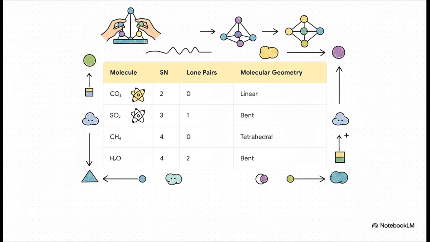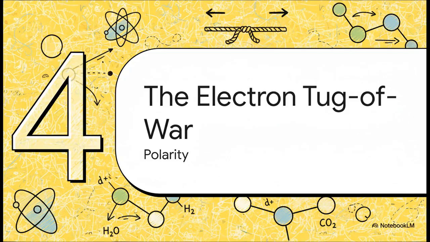For carbon dioxide, the steric number is 2, so boom, it's a straight linear molecule. Methane, CH4, has a steric number of 4 with no lone pairs, so it creates this perfect 3D pyramid shape called a tetrahedron. But then, look at water. Its steric number is also 4, but 2 of those are lone pairs. So those invisible balloons are still there, pushing down on the hydrogen atoms and creating that famous bent shape we all know and love.